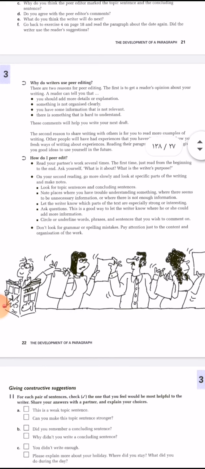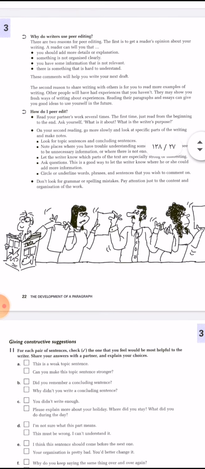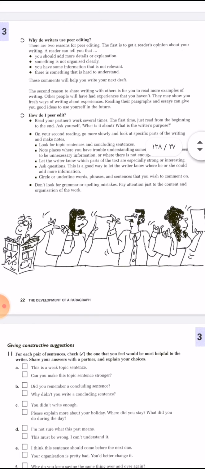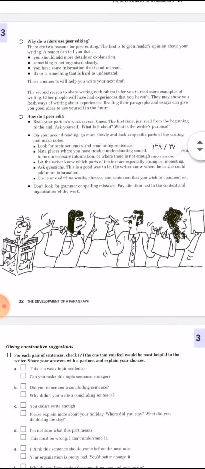So how do I peer edit? This is the question that you may ask. How can I do peer editing? Read your partner's work several times. The first time, read from the beginning to the end. Ask yourself. So أول خطوة إنه لازم نقرأ الباراجراف هذا أول شيء. ثاني شيء ask yourself a question. What is the writer's purpose وإلى آخره.